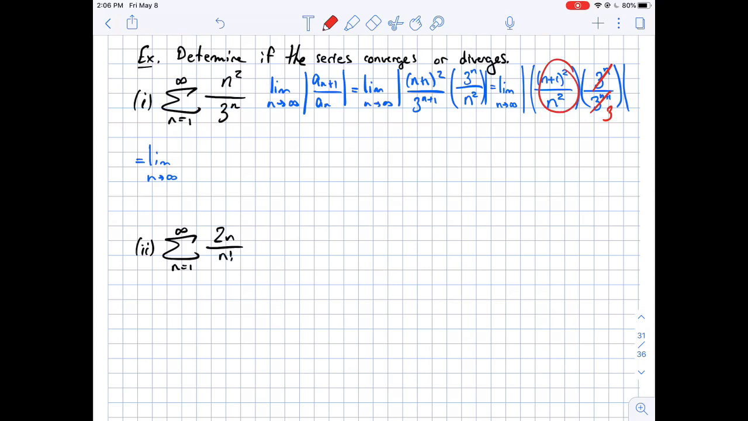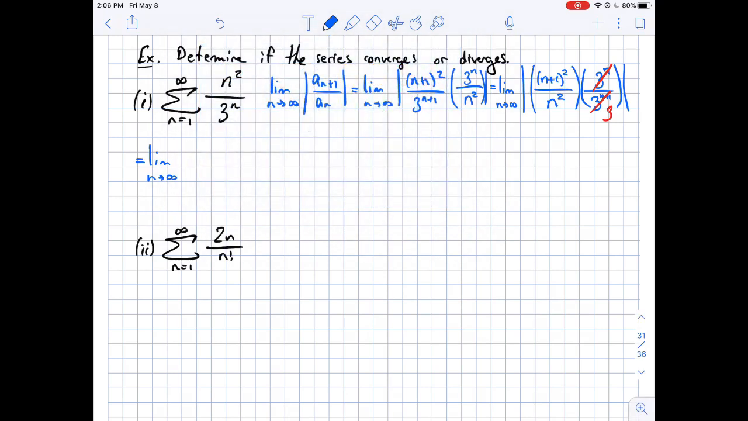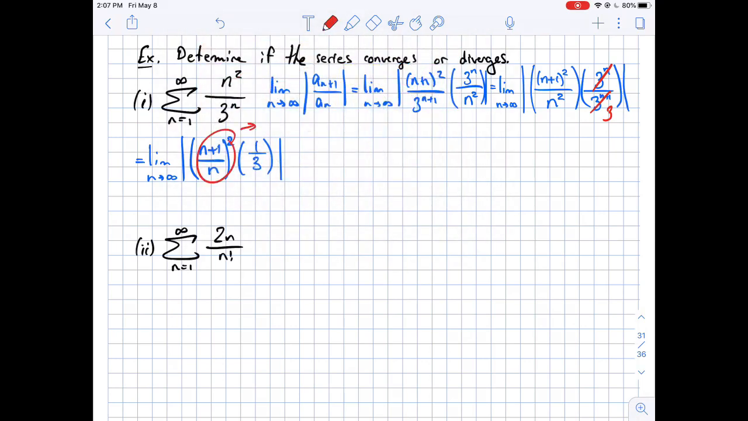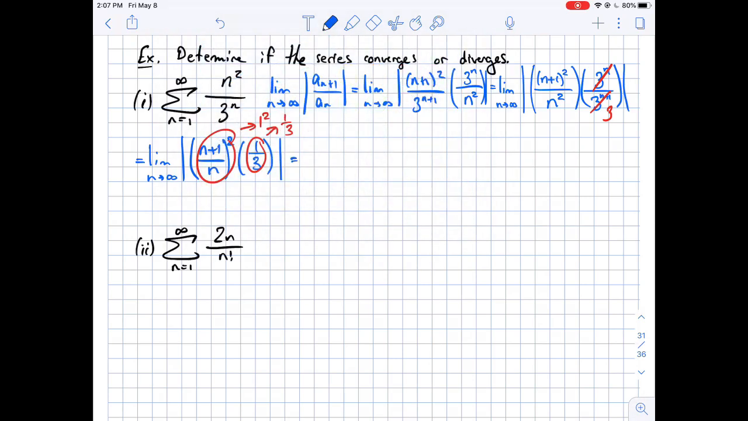And then this one, n plus 1 all squared divided by n squared. There are a few different ways I could go about doing that limit, but probably the nicest way is just to rewrite it as n plus 1 over n to the power of 2, multiplied by 1/3 from the second portion, and now this limit is fairly straightforward. This part just goes to 1 squared, this second part is constant, it goes to 1 over 3, and this whole thing then is just going to go to 1 divided by 3.